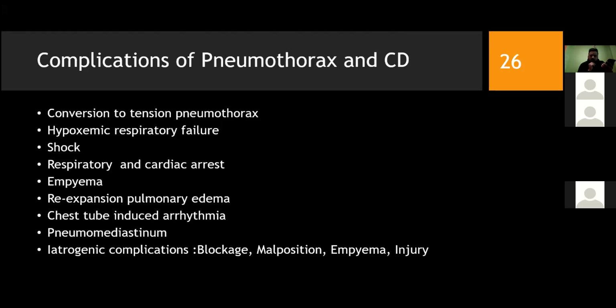And some iatrogenic complications of insertion, like tube blockage and malposition. Sometimes the tube can go subcutaneously, or sometimes it will end up in the interlobar fissure. Sometimes it can go too deep into the parenchyma. So a chest X-ray after insertion of the chest tube is very necessary, and adequate instructions should be given to the nurse regarding the management of the chest tube, and what to do if any clinical deterioration happens.